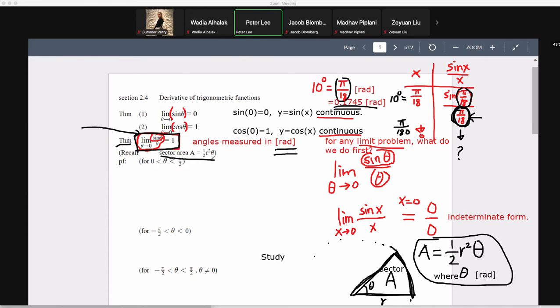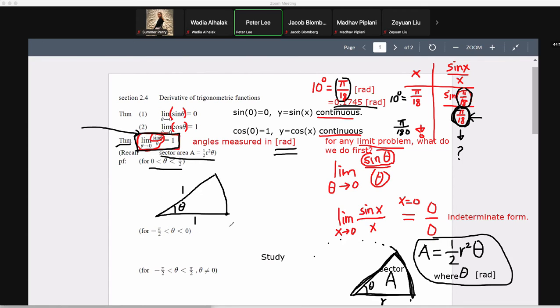So now, in order to do this, we draw a diagram. Let's say we have a sector, and we have a theta here. Now let's let this theta be between 0 and pi over 2, so theta is between 0 and 90 degrees. And I'm going to let the radius be 1.